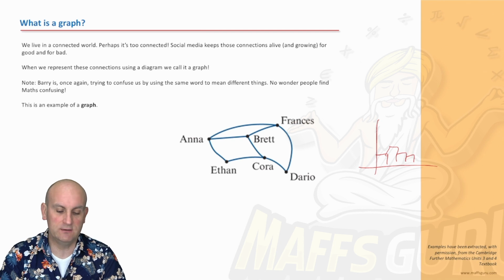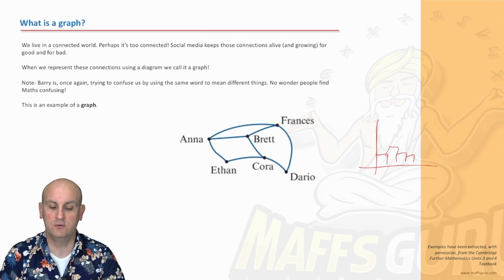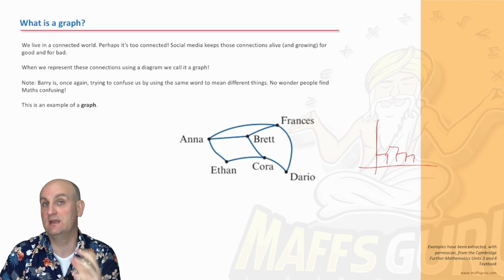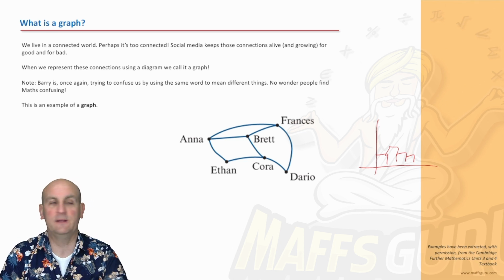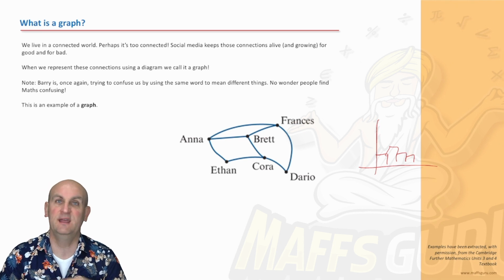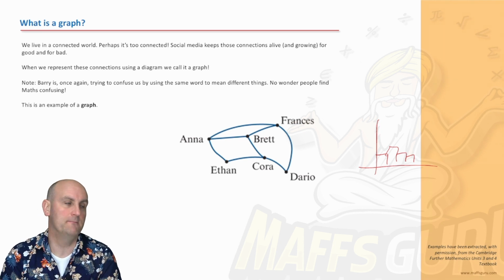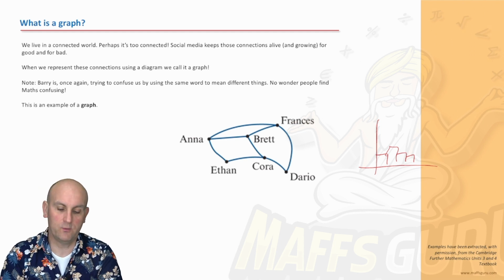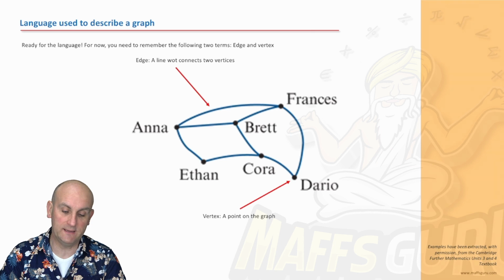It's a connection showing Anna, Brett, Francis, Ethan, Cora, and Dario. Great names. And obviously every time there's a connection between them, every time there's some sort of link, maybe they can communicate with each other, maybe there's a road to their house, maybe there's, I don't know, a secret message network, likewise, it can all be shown in this particular way.